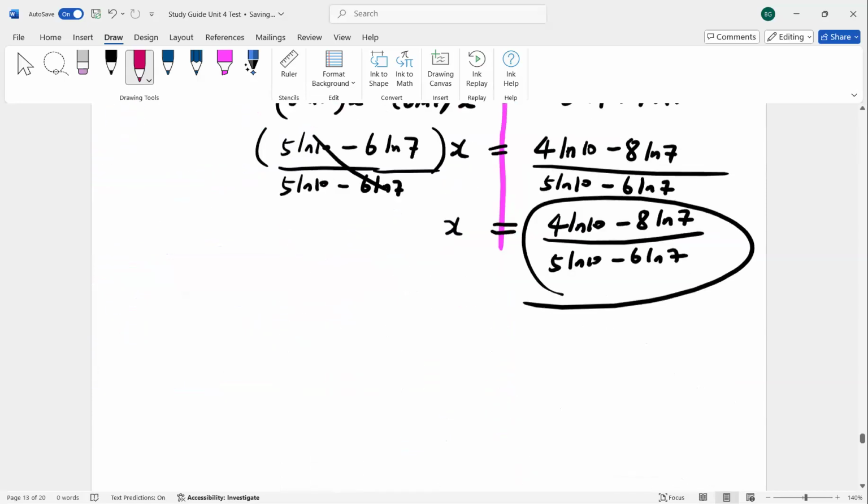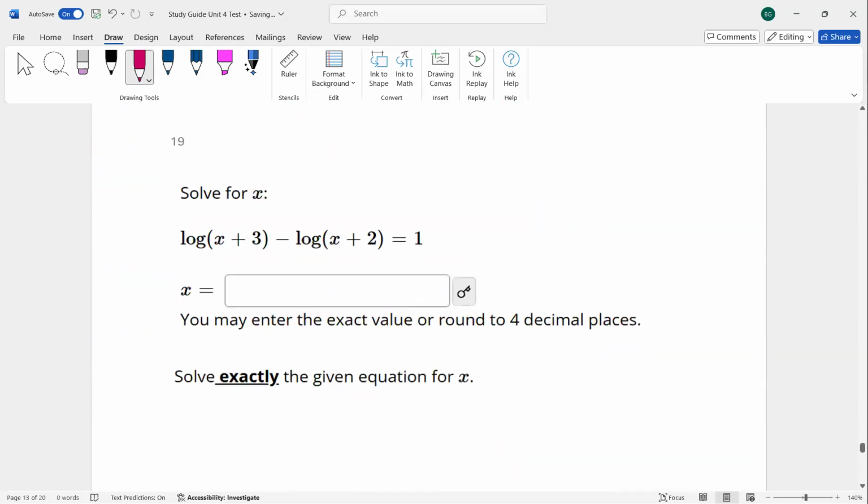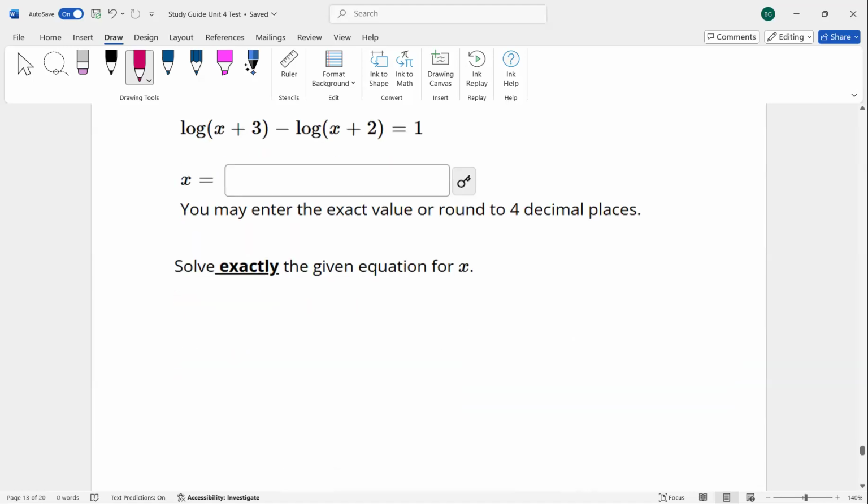And that's number 18. Number 19, solve for x. This is a log equation. A very, very important thing about log equations is that we have to double check the result as a necessary step because we might have extraneous solutions. So that's a must.